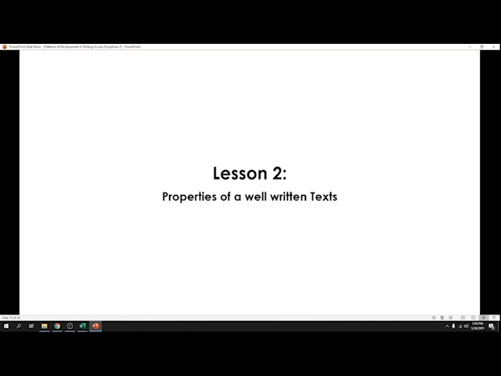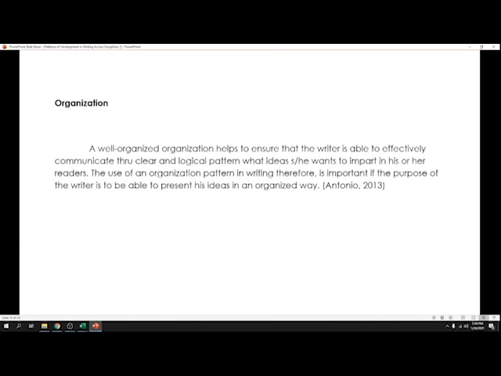of a well-written text. So the first one is organization. A well-organized text helps to ensure that the writer is able to effectively communicate, through a clear and logical pattern, what ideas he or she wants to impart to his or her readers. So the use of an organizational pattern in writing, therefore, is important if the purpose of the writer is to be able to present his ideas in an organized way.